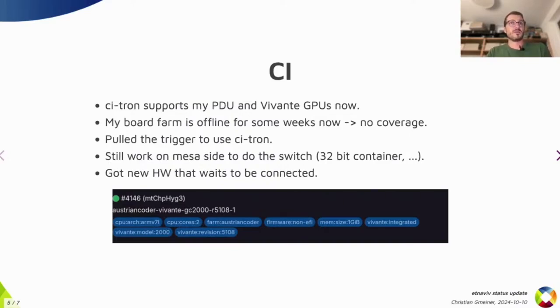Also, I got some new shiny hardware that waits to be connected to my Citron gateway. At the bottom, you see a screenshot of freedesktop's GitLab instance showing my first DUT that is connected to a Citron gateway. Wonderful.